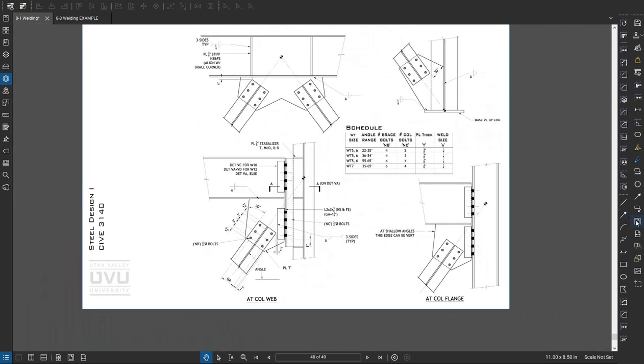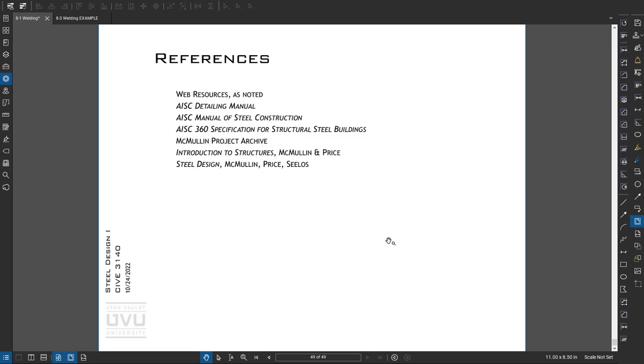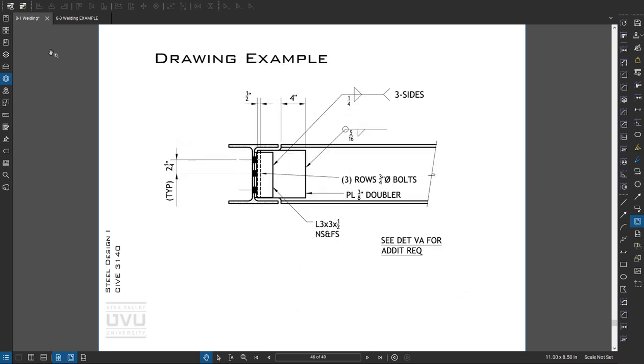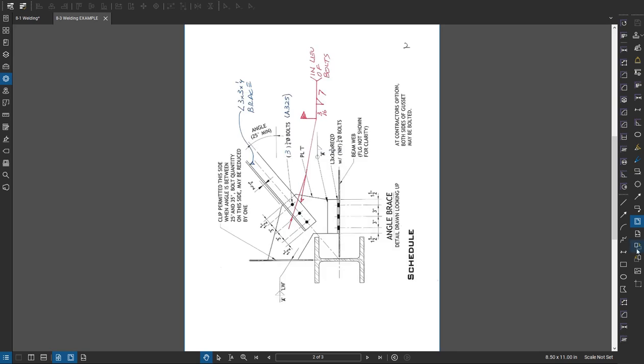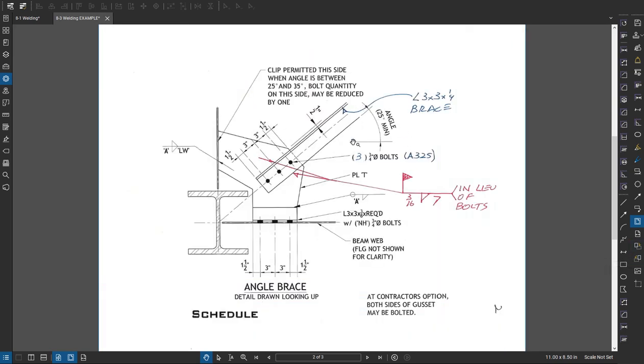All right, so that wraps that up. Really quickly, I wanted to walk you through this weld example. So what I've given you as the problem is this joint was called out to be field bolted, but say there is some fit up error, say they made this angle wrong and the holes didn't quite align.